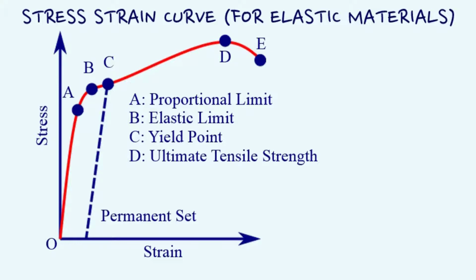Now, if stress is increased beyond point B, that is the elastic limit, the object behaves like plastic. At any point between B and C, if stress is removed, the object does not quite come back to its original length. The extension not recoverable after the removal of stress beyond the elastic limit is called permanent set. The point C is termed as yield point.